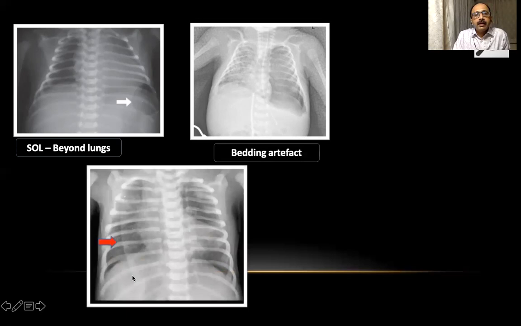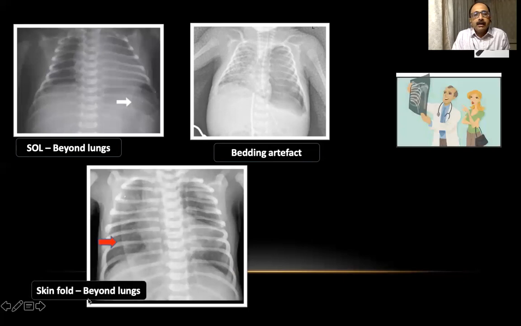And then the resident runs to you to say, sir, there is a clear cut demarcation, and there is a pneumothorax. But you say that the lung margins are well visible. The fold that you are seeing here is going beyond the lungs, in fact. So what you have here is a skin fold mimicking a pneumothorax. Now look at this X-ray.